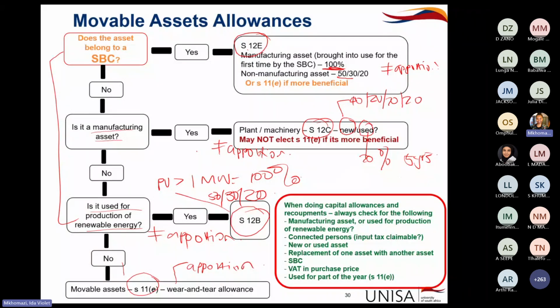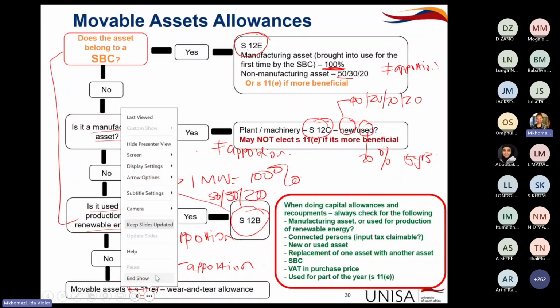And if you have a small or loose asset that has a cost of 7,000 rands or less, then you can write it off to 1 rand. So whenever we see movable capital allowances, the only place where we want to see an apportionment is if you are dealing with a Section 11E or the wear and tear.